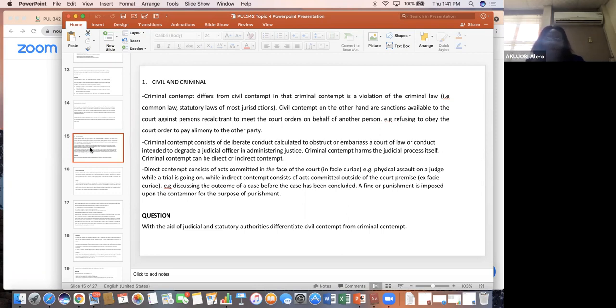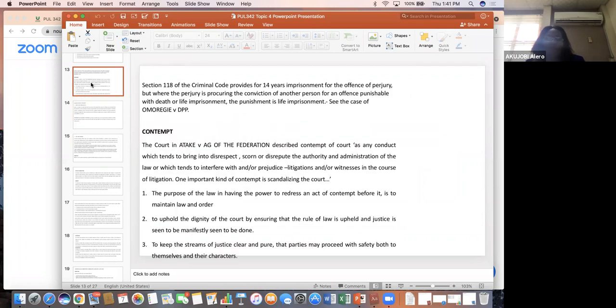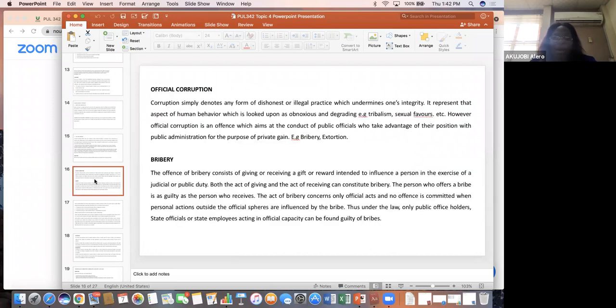Now, I have a question here which I want you to answer. The question is, with the aid of judicial and statutory authority, differentiate between civil and criminal contempt. Again, we should know that even though contempt statutorily does not actually have definite provisions under the code, we have a lot of cases, and all of that points to the fact that it is something that the court watches out for, and it's something that is punishable under the law.